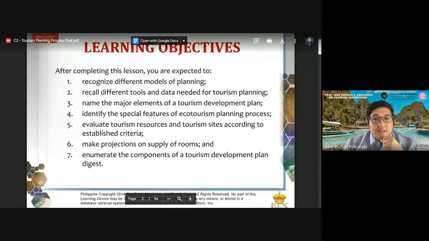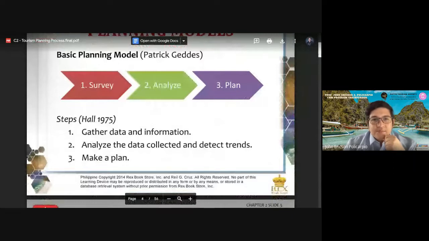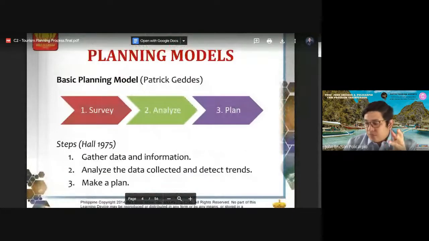So let's start with the different planning models. This is basically a review of some of your topics in strategic management, if you can still remember, or it might have been discussed during your senior high school years in management and organization. We commonly discuss the different planning models in that area. So let's start first with Patrick Geddes's basic planning model.